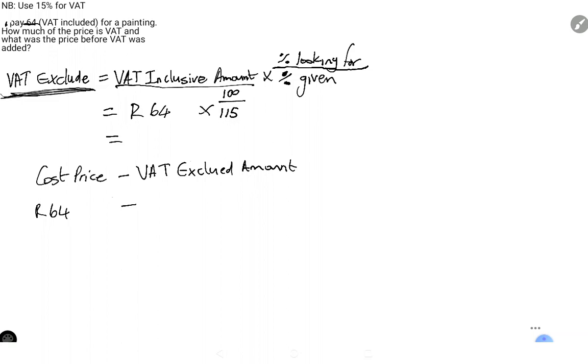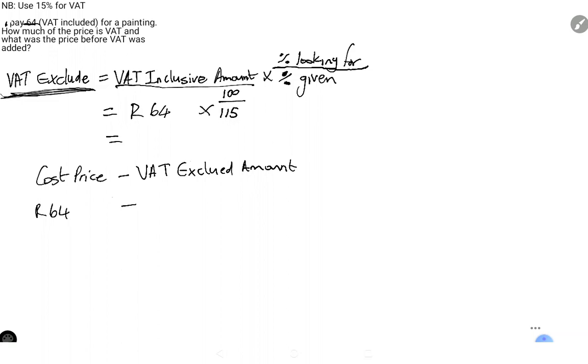So now you'll be calculating for the VAT excluded amount, and so we take the VAT inclusive amount, which is the 64. We multiply it by the percentage we're looking for. The percentage that we're looking for is the VAT exclusive amount, right? And so if we want the VAT exclusive amount, that's going to be 100%, and we're going to divide it by the VAT inclusive percentage, which is 115.